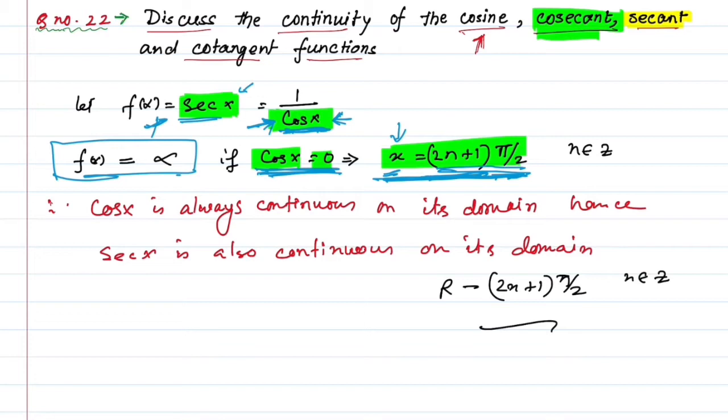So, hope you have understood this. Now let me show you, let us check the continuity of the cotangent function. This is the last function in this question. So, let me clear the page.